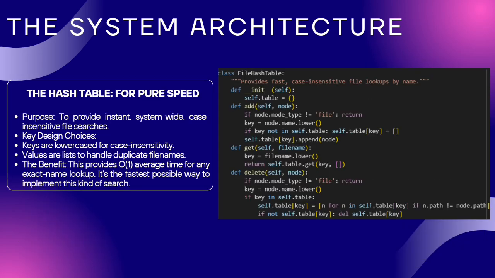Next, we have the hash table. The hash table's purpose is to provide instant system-wide and case-insensitive file searches. There are two key design choices here. First of all, file names are stored as lowercase keys for case insensitivity. Second, the values are a list of nodes. This is important because it allows the system to handle duplicate file names appearing in multiple directories.